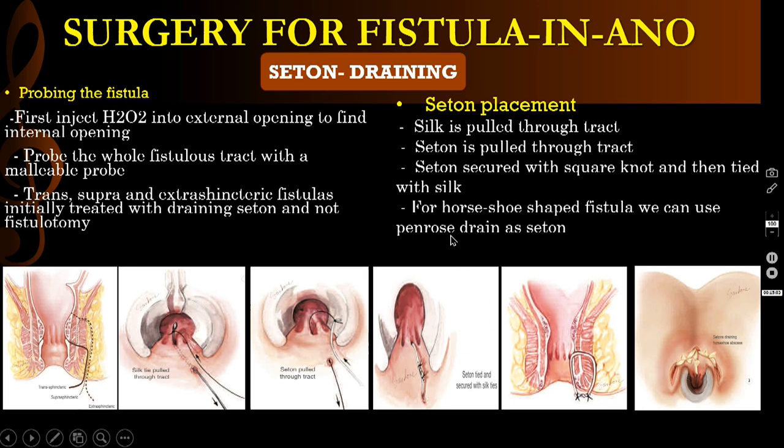Suppose it is a horseshoe-shaped fistula, you can use a Penrose drain as Seton. You are seeing it in this picture.